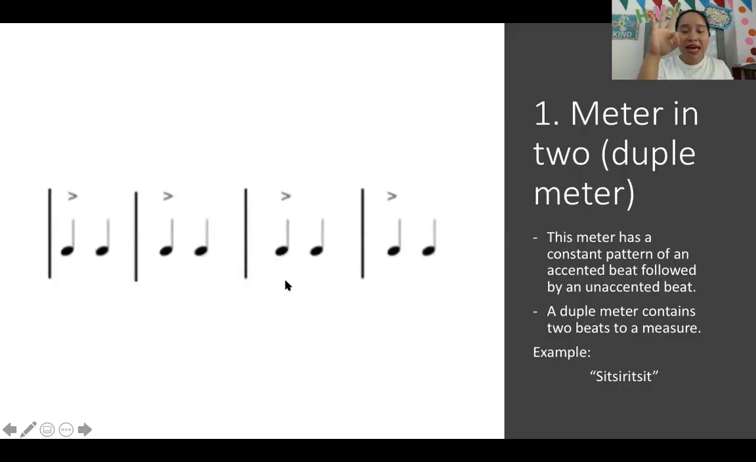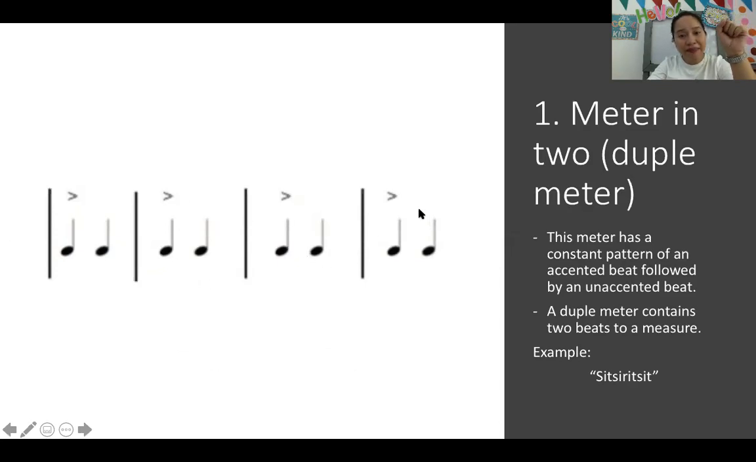Now, we have three kinds of meters. The first one is meter in two, or double meter. Meter in two is a meter that has a constant pattern of an accented beat followed by an unaccented beat. So there are two beats in every measure. This is one measure between two bar lines.